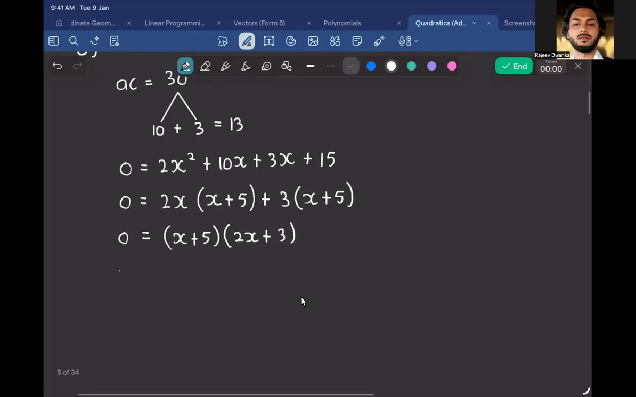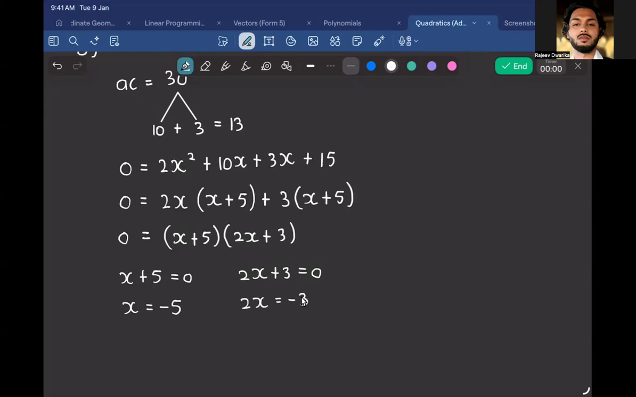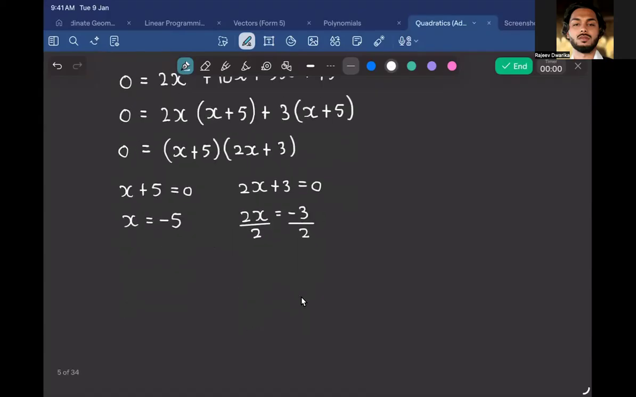Excellent. So you would say x plus 5 is equal to 0, so x would be equal to negative 5. 2x plus 3 is equal to 0. So please take your time. Move across that plus 3 to be minus 3, then divide both sides by 2. All right, so x is equal to negative 3 over 2. Nice.